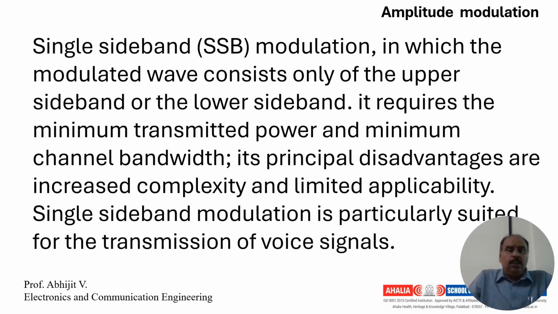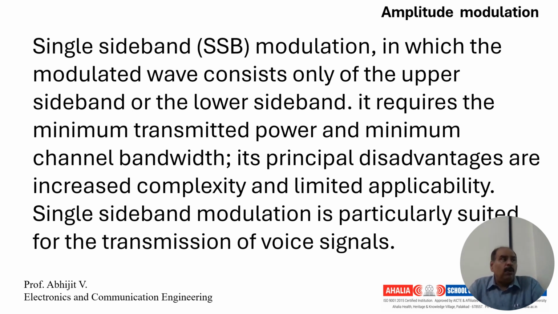Single sideband modulation, in which the modulated wave consists only of either the upper or the lower sideband. What are SSB amplitude modulated systems? This is only an introduction. As we go on, we'll study in detail. It requires minimum transmitted power because you are transmitting only one sideband, either upper or lower. In the previous one, double sideband, you were transmitting both the upper and the lower sidebands. In this, only one sideband, single sideband, only one frequency component is transmitted, thereby saving both power as well as bandwidth.